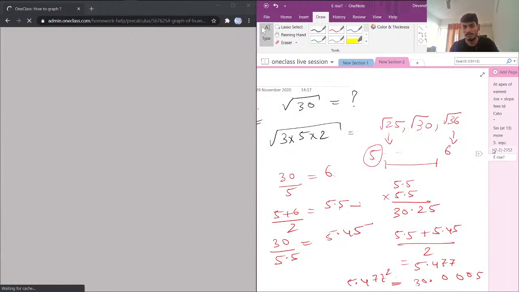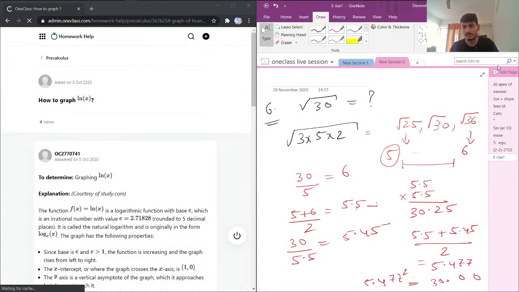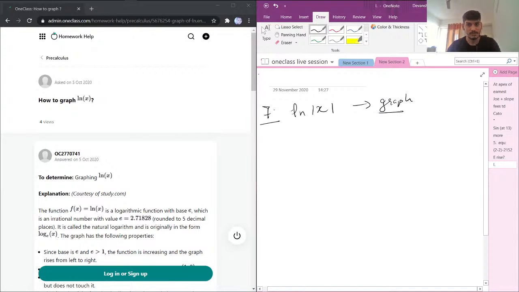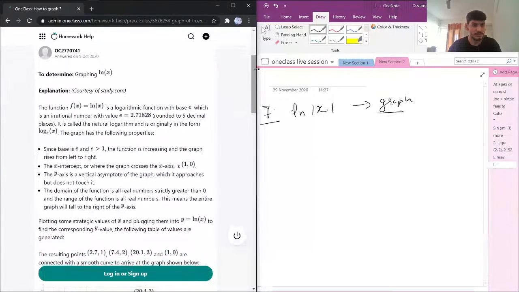This was question number 6. So we'll go for question number 7. We need to draw the graph of ln of x, the log natural of x. So how is the solution given here?